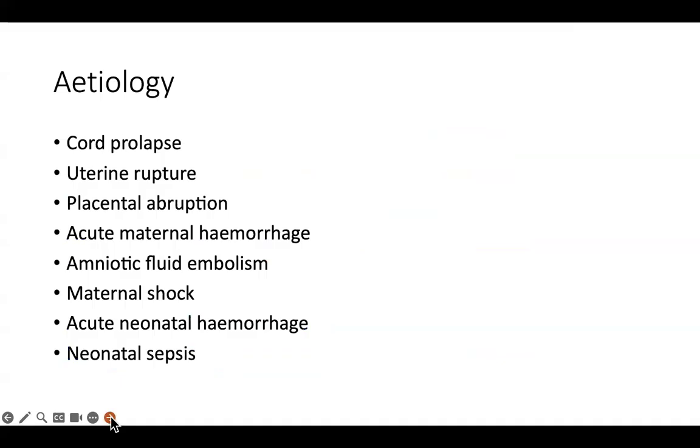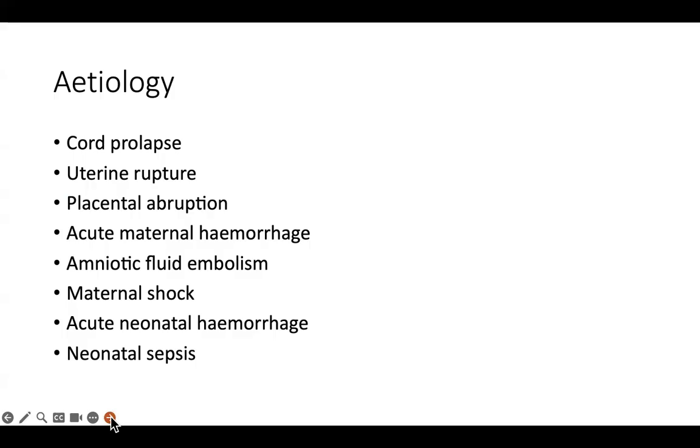When we look at the etiology, it reflects causes that produce hypoxia and ischemia. If you take, for example, cord prolapse, uterine rupture, placental abruption, acute maternal hemorrhage, all these conditions abruptly reduce or stop the blood flow from the placenta into the fetus, leading to HIE.